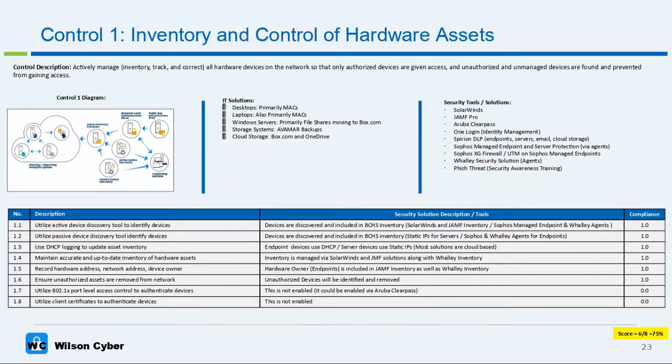Control number 1 is to actively manage, inventory, track, and correct all hardware devices in the network. Only approved devices are given access. Unauthorized, unmanaged devices are found and prevented from gaining access. Here's the diagram for control number 1, which we've seen before. Here are the IT solutions that were implemented by this particular company. Desktops, primarily Macs. Laptops, also Macs. Windows servers, file shares, moving to Box. That's why they implemented Box. Storage system, Avamar backups, which again, they won't have to back up when they move to the cloud because the cloud will back them up automatically. And cloud storage was Box.com and OneDrive.